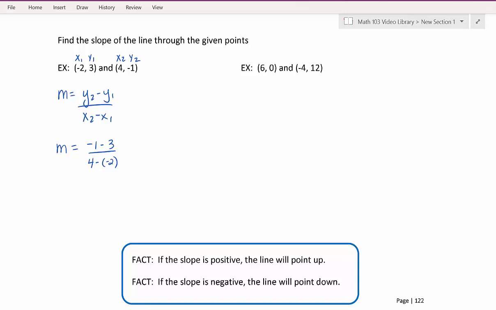Now all we need to do is clean this up. On the denominator, since we're subtracting a negative, I know that turns into addition. So this becomes -4 over +6, and we want to simplify our fraction by 2. We get a slope of -2/3.